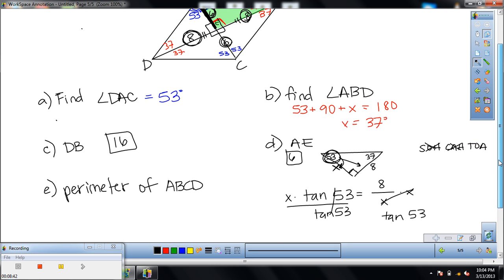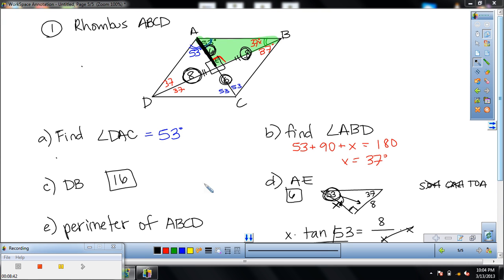The last step is to find the perimeter of ABCD. So again, we know that this is a rhombus, therefore all the sides are congruent. So once we find one of the sides, we know all of them, then we can find the perimeter. So this is another kind of trick. There's a lot of information here. We kind of need to step back and say, what information can I use?